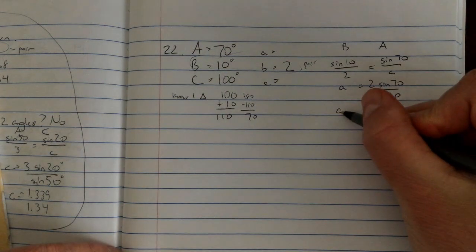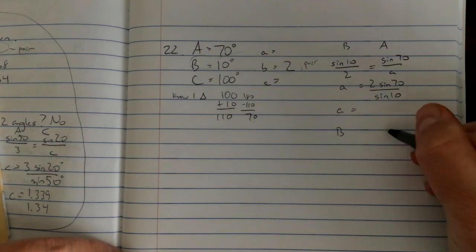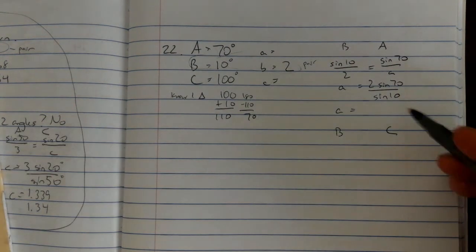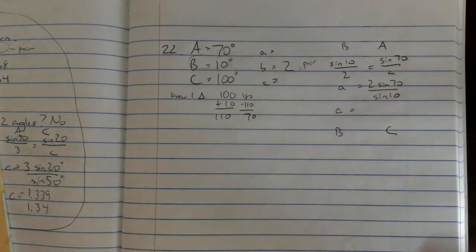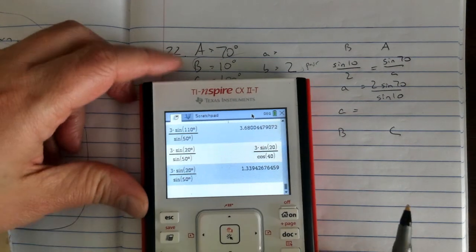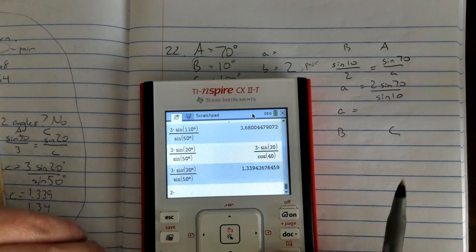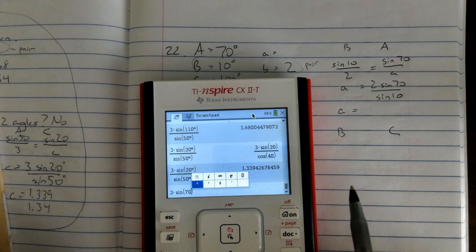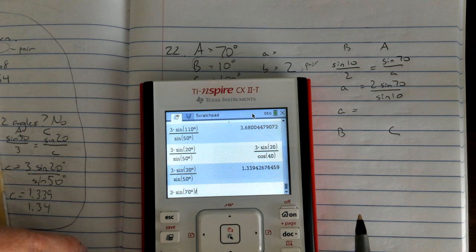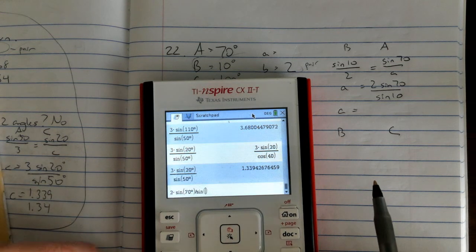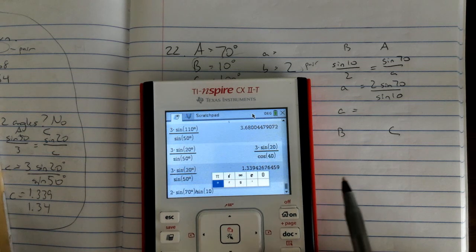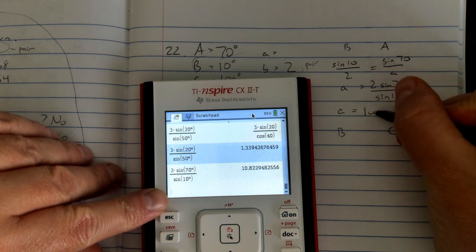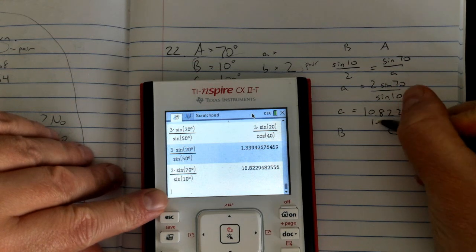And for the other one, we're going to do B with C. Let's go ahead and get this number because I think somebody may accidentally forget to write it. 2 times sine 70 degrees divided by sine 10 degrees. And you'd get 10.82. So 10.82.